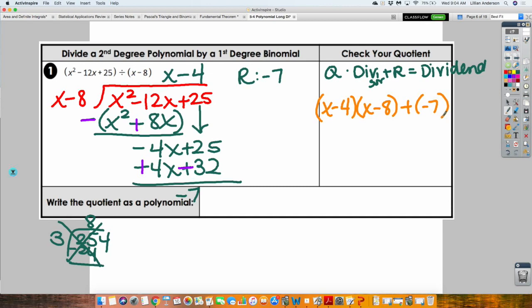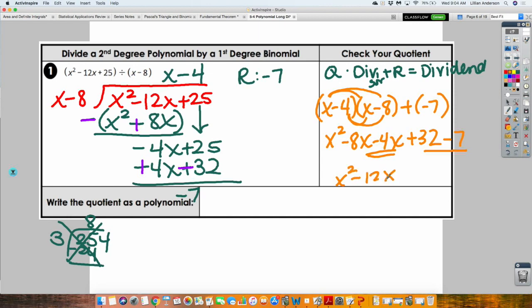How do you multiply these? FOIL. X times X. X times negative 8. Negative 4 times X. And negative 4 times negative 8. And then I have a plus, a negative 7. Plus and a negative make a what? A negative. Can I combine any like terms? What's negative 8x minus 4x? Negative 12x. And what's 32 minus 7? Is that my dividend? So we divided well.